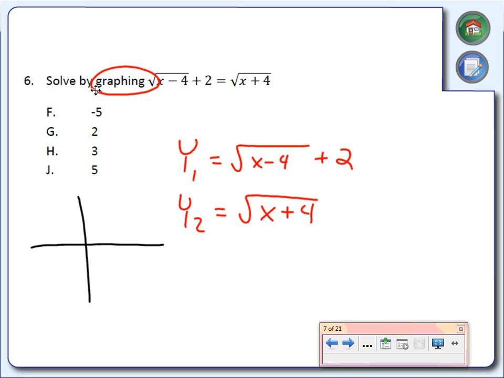And what we're going to do is find the point of intersection. We're going to ask the calculator to find where they cross. Make sure you do it in y1 and y2. Also, be careful, guys, when you type this in, make sure that the plus 2 on that first equation is on the outside of the square root, because if it's not, you're going to end up with the wrong graph. Be real careful with that first equation: the square root of x minus 4, plus 2.